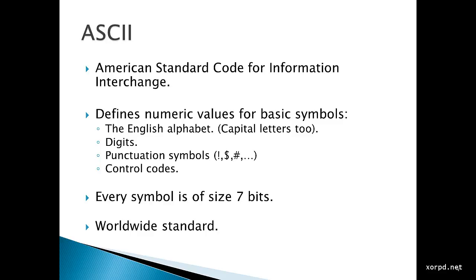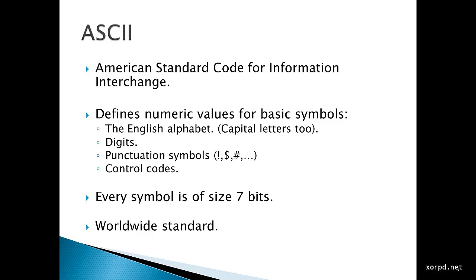The answer is, as expected, a standard. ASCII is the American Standard Code for Information Interchange. It defines numeric values for basic symbols. For example, the English alphabet and also for capital letters, the digits, punctuation symbols, and some control codes. Every symbol is of size 7 bits.